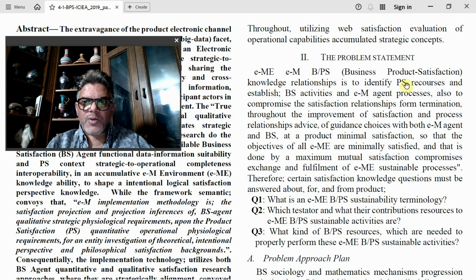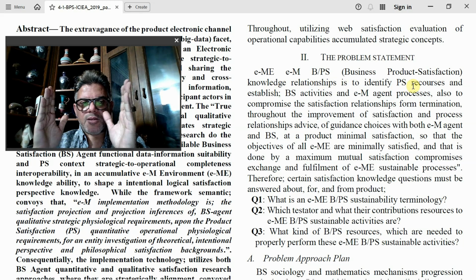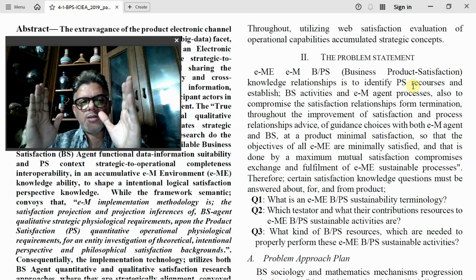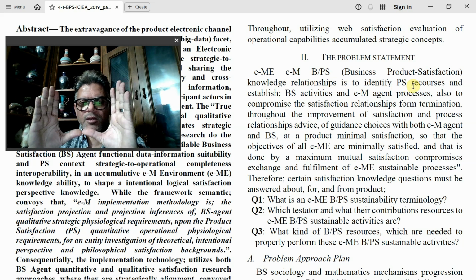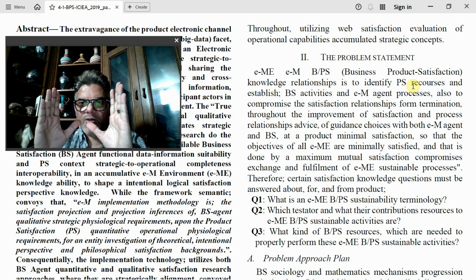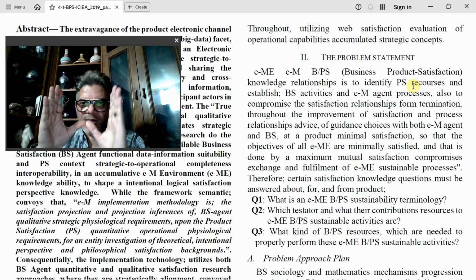Is to identify product satisfaction, business, business, product, business user, the product. So I need to identify the product satisfaction resources, which will come, of course, from the business and the user. To establish business satisfaction activities and the agent of e-marketing processes.